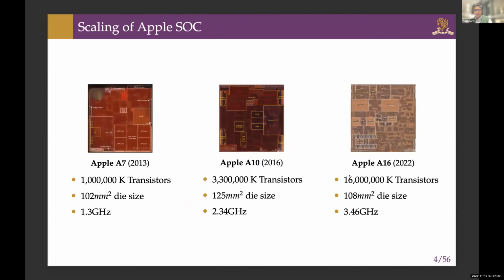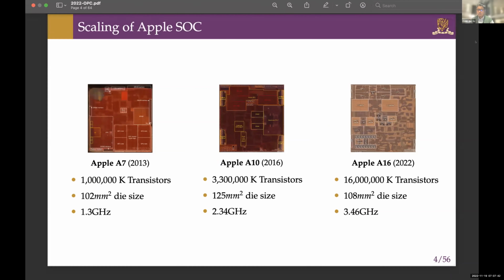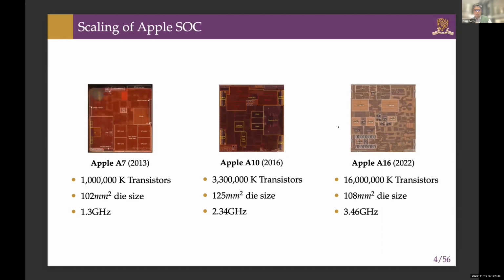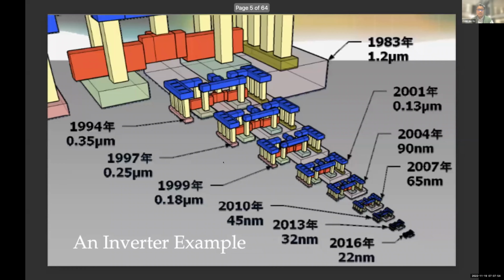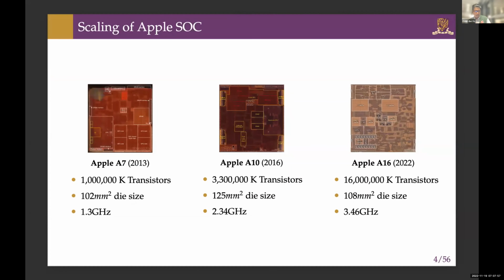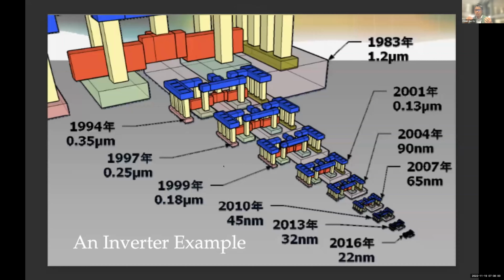Here's one concrete example, the Apple CPU. In 2013, the Apple A7 had 1 billion transistors, and then in 2016 the Apple A10 had 3 billion transistors, with a slightly larger die size. In recent year 2022, the Apple A16 has 16 billion transistors. The main reason we can achieve this scaling is that we can reduce the critical dimension of the patterns.